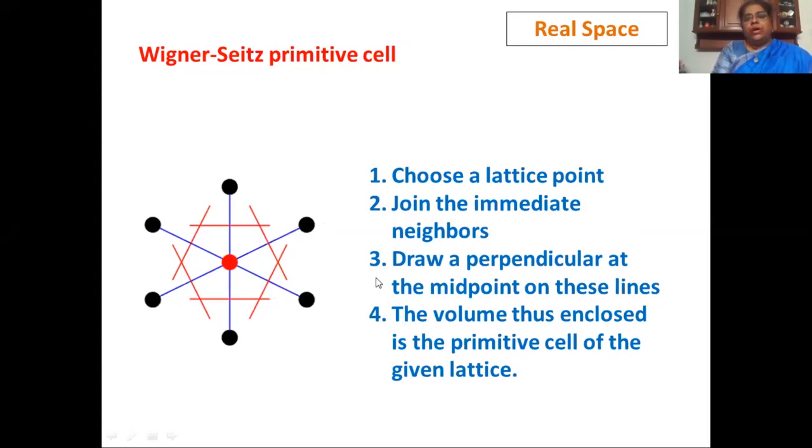Fourth one, the volume thus enclosed is the primitive cell of the given lattice. So this volume enclosed by these red colored lines, this region, is the primitive cell for this kind of distribution. This is applicable for any distribution. You can choose this procedure and identify a volume and then repeat it. You will get the same structure. This is given by Wigner Seitz. Thus, this enclosure is the Wigner Seitz primitive cell. This is with reference to the real space, what we see.